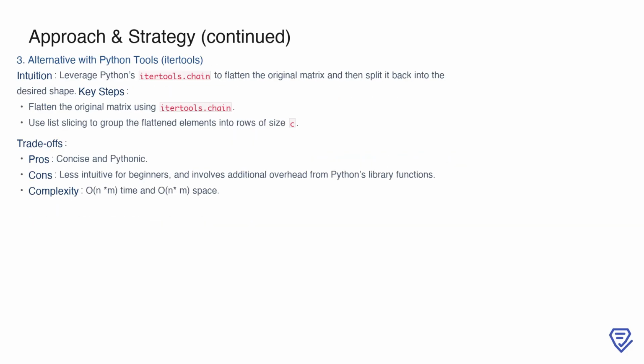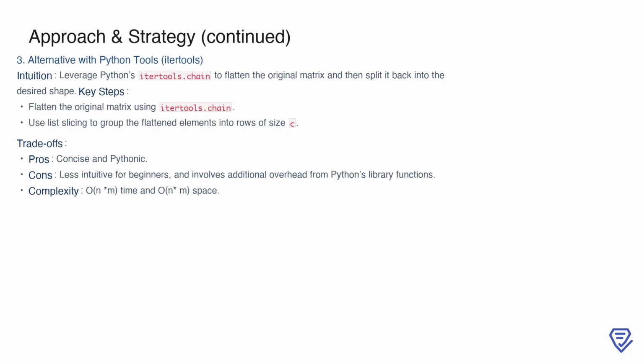An alternative approach leverages Python's built-in tools, specifically the itertools.chain function. The intuition here is to use itertools.chain to flatten the original matrix directly into a one-dimensional iterable, which is then grouped back into rows of the desired size using simple list slicing. This method is concise and takes advantage of Python's rich standard library to simplify some of the operations.